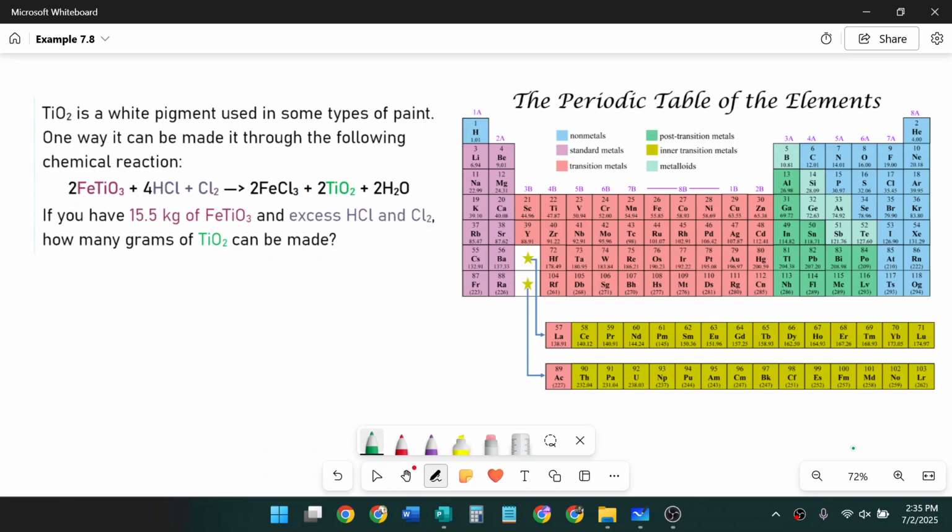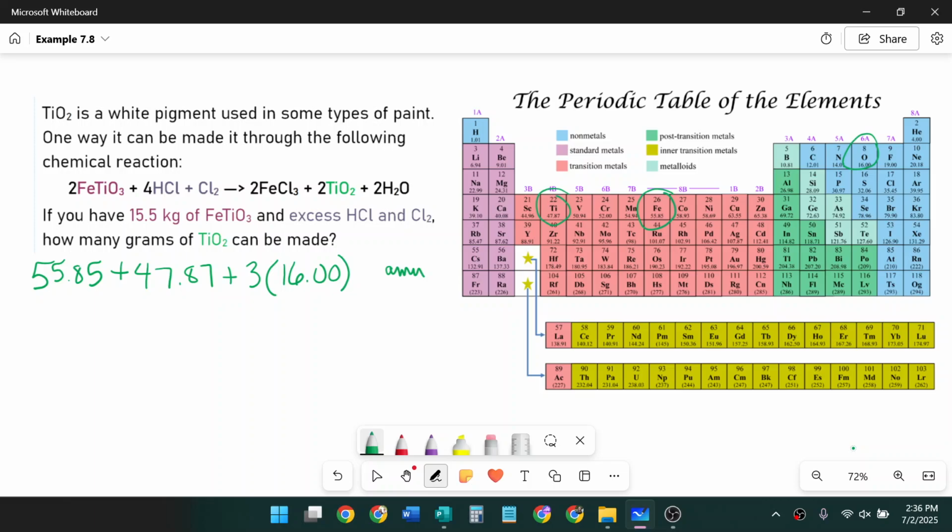So for FeTiO3, let's find Fe and Ti and the O. All right, so we have 1 Fe, so that's 55.85. And then we have 1 Ti, so that's 47.87. And then we have 3 oxygens, so that's 3 of the 16. This answer is going to give us the mass in atomic mass units for this molecule.